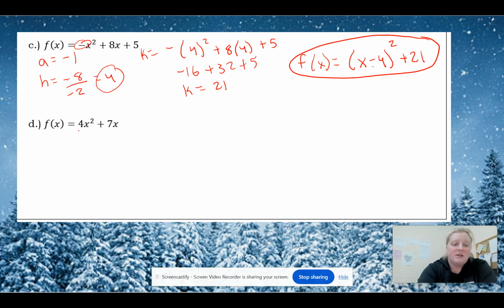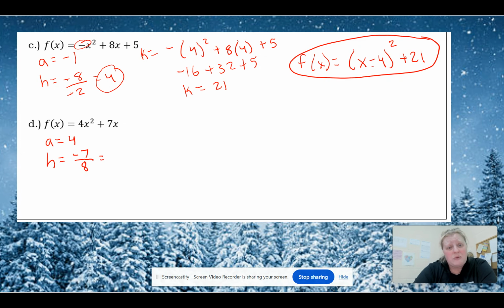Now letter D is going to be trickier because you're going to have a fraction in it, but the steps are the same. So your first thing is to note that your A value is 4. We're going to compute H, so we're going to do negative your B value, which is 7, over 2 times your A. Now that I would do in my head. 2 times 4 is just 8, so it's -7/8.